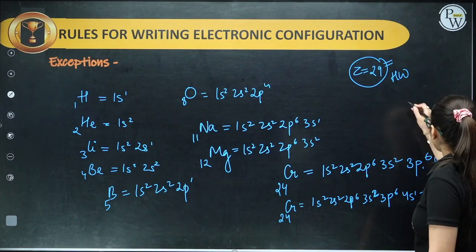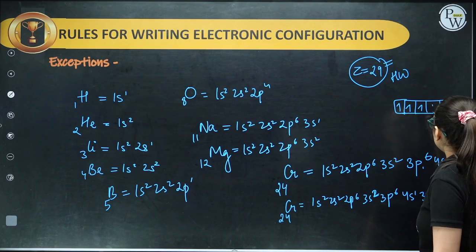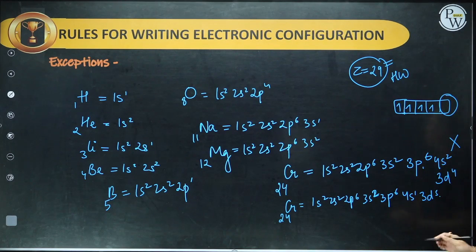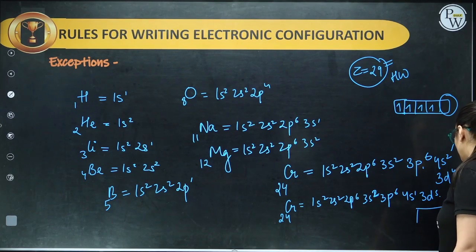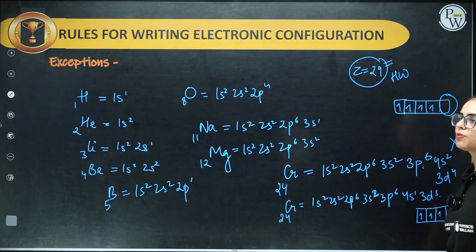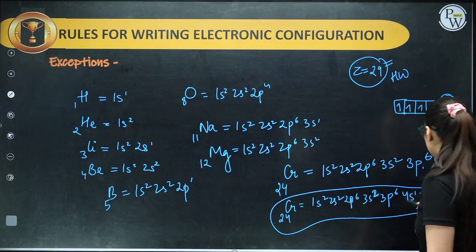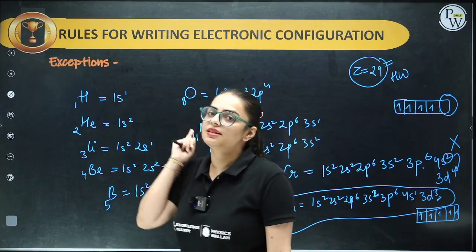Why? Because see, if I am writing 3d4 over here, 1, 2, 3, 4, it is partially filled. But if I am writing 3d5, 1, 2, 3, 4, 5, each orbital is having 1 electron. Now I told you fully filled is more stable, then half filled, then partially filled. So this is half filled, which means it is quite stable in this configuration. So there is an exception. 1 electron from the s orbital will move into the d orbital, and this is going to be the configuration. Similarly, you have to write for atomic number 29 in the chat section, students.